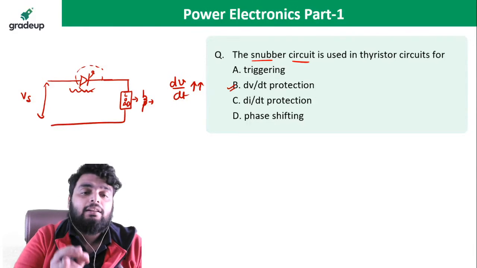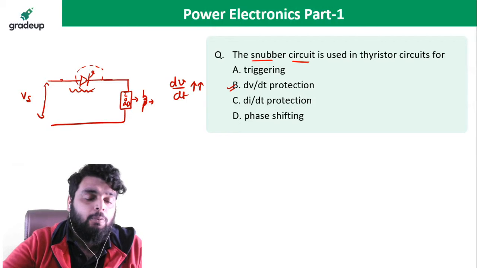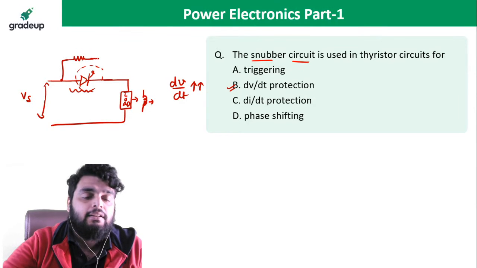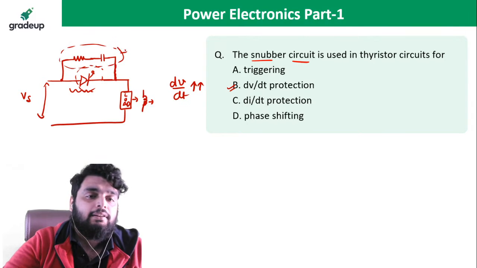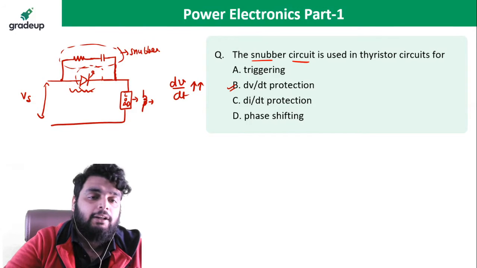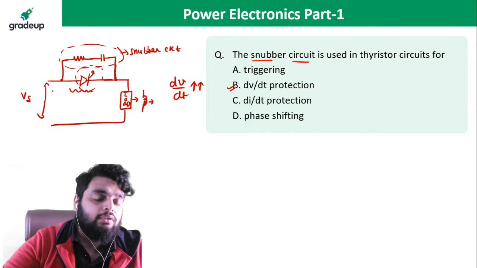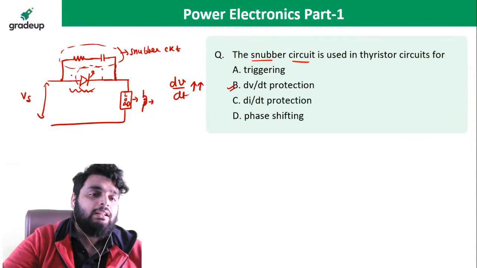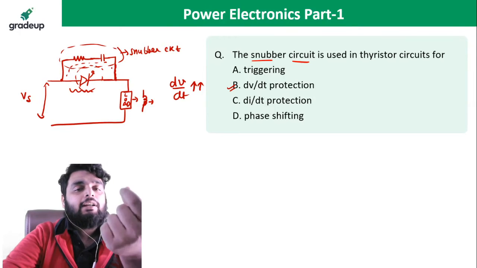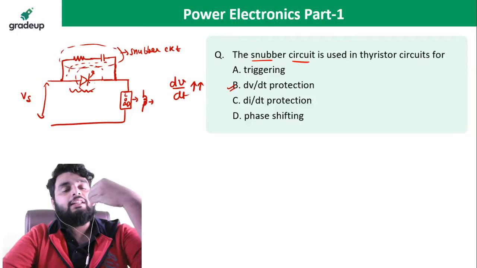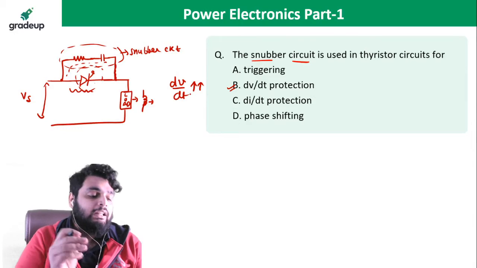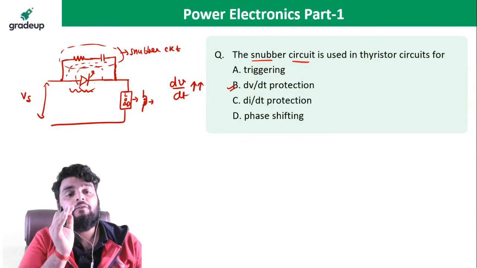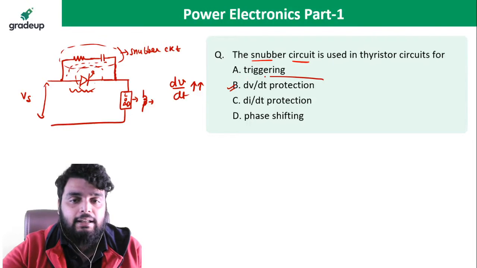To protect your thyristor from high dV by dt, we have to put a resistor in series with a capacitor across the thyristor, and this is known as the snubber circuit. So as soon as you switch on the thyristor, the capacitor will start to charge slowly, and whatever the voltage across the capacitor is, that will come across the switch. So the voltage across the switch will increase slowly. That's why dV by dt gets reduced. So this is a very important point for protection of your thyristor. So the answer is dV by dt protection.